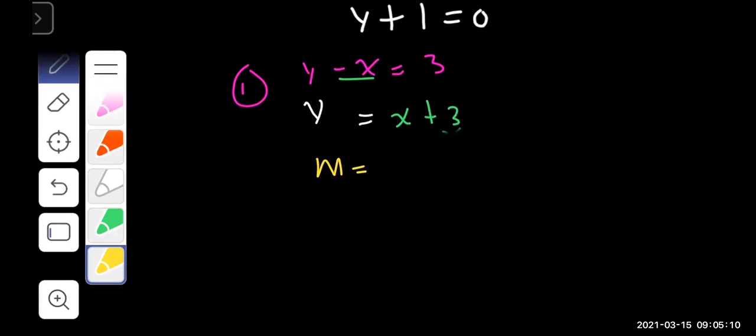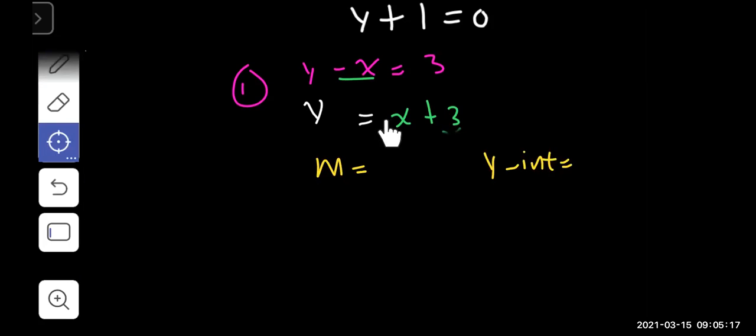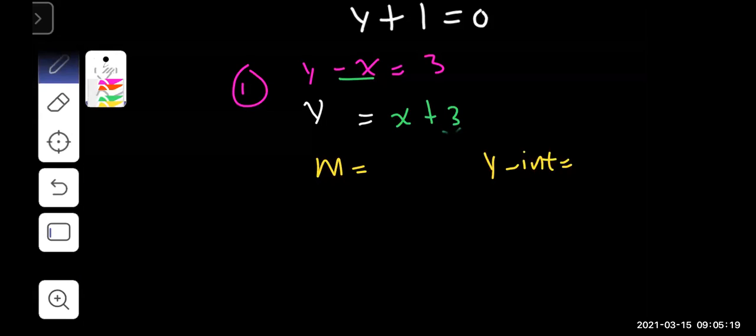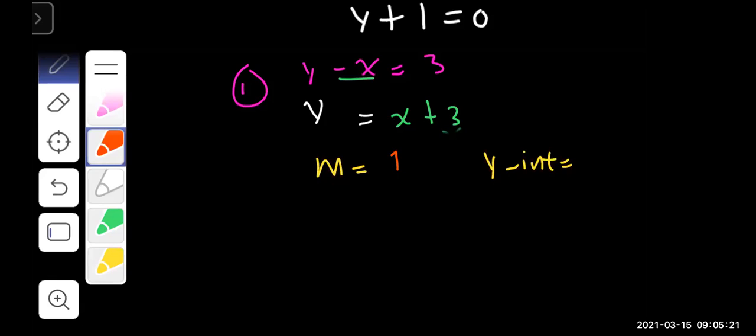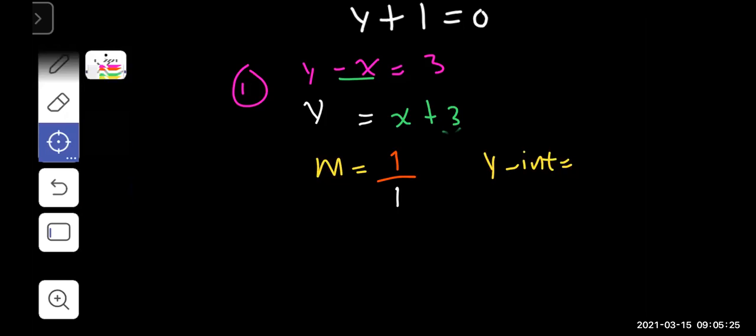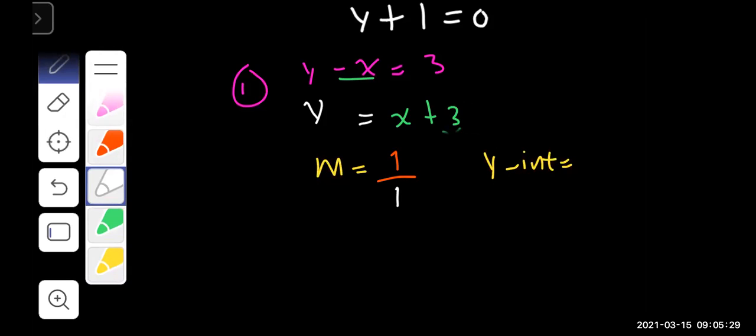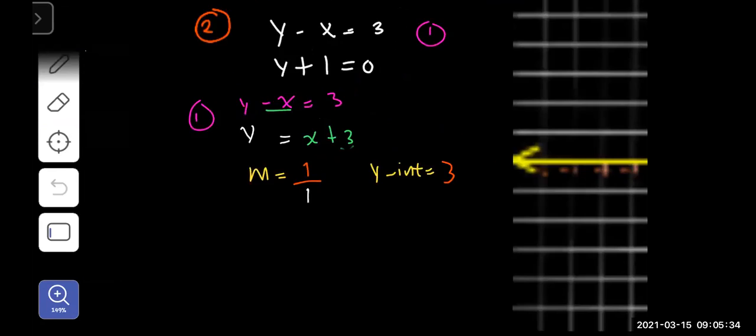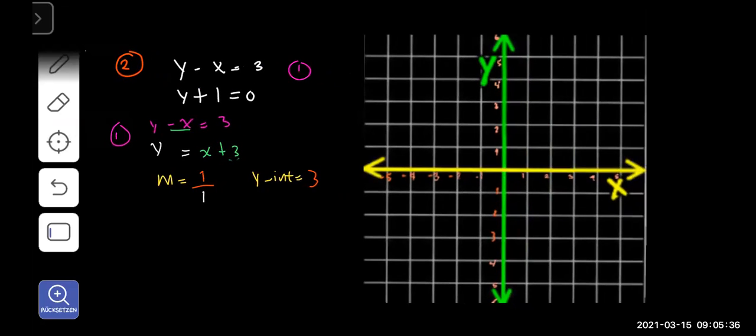What is the slope? And what is the y-intercept? The slope, guys, is the coefficient of x, which is 1. But I need a fraction. Don't worry, 1 over 1. And what is my y-intercept? The positive 3. It's just 3, and we got it. Now let's go to the coordinate system and graph this.